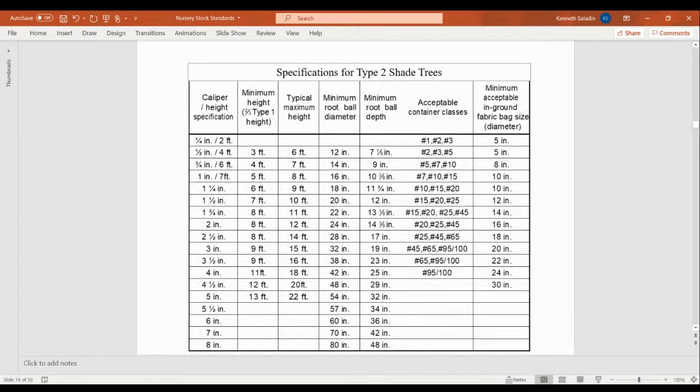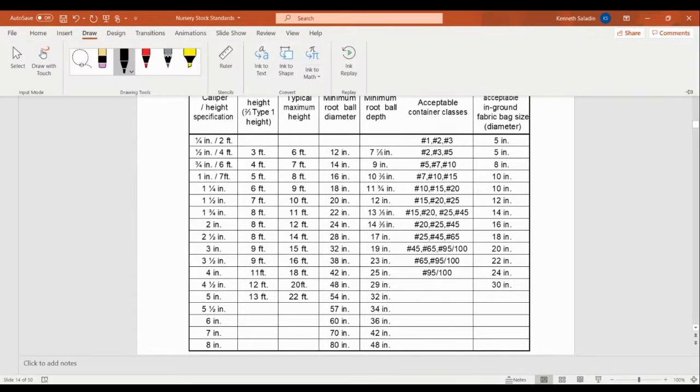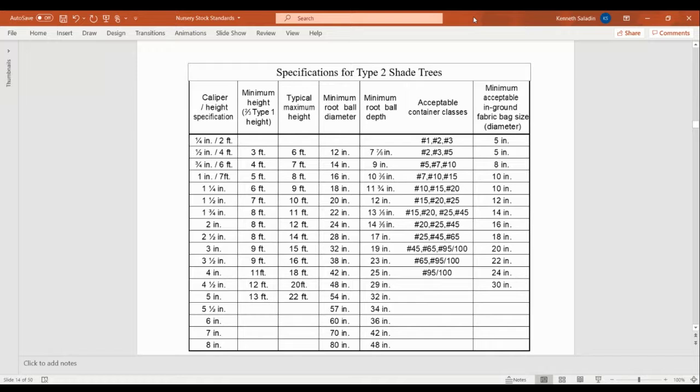All right, here's that table I was talking about. And let me see if I can change colors here somehow. All right, so let's go ahead and look at this for a second. So let's go ahead and go down, just for the sake of example, to the 2-inch caliper. So if you can see that on the table, that's right here.